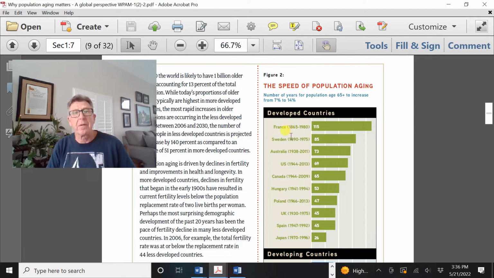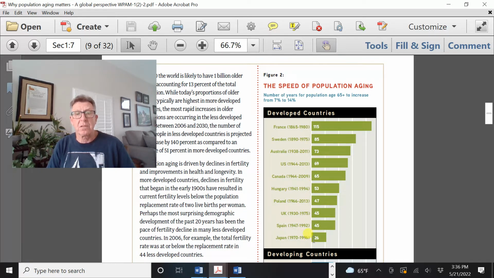And you see that it happened over almost an entire century, 115 years. Sweden, they almost had an entire century. You see the U.S., we had about 70 years to reach that earmark of 14%. We did it a lot later, during more modern times. And you go down here.